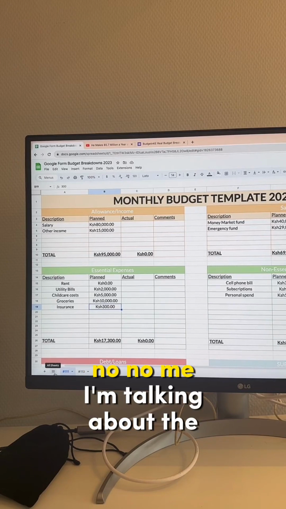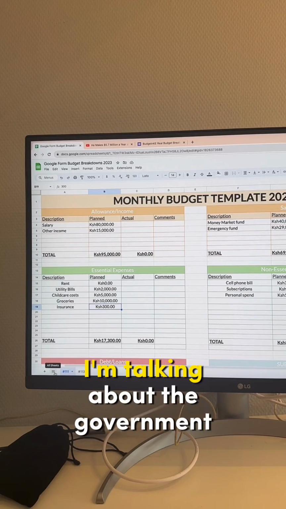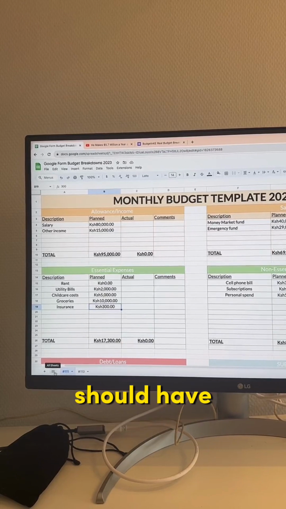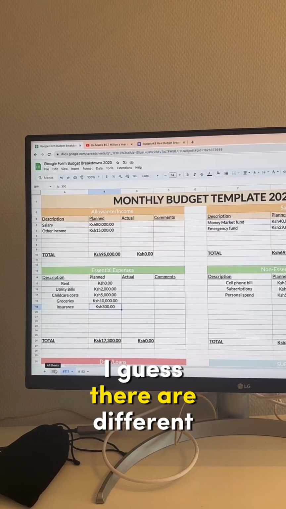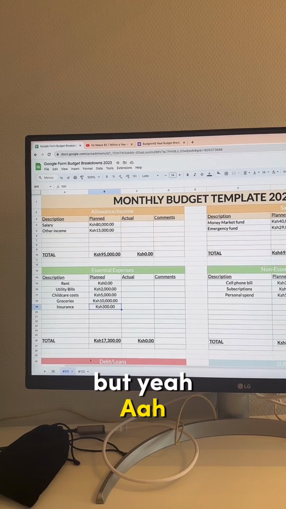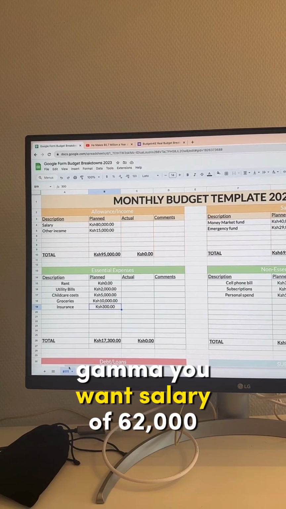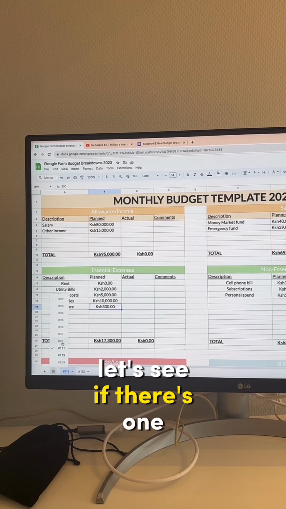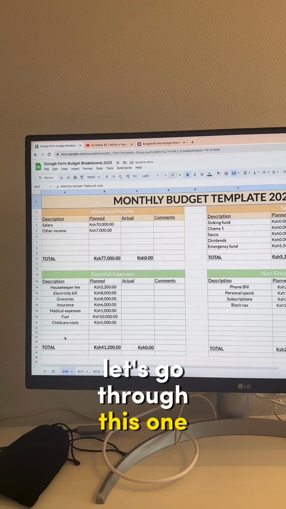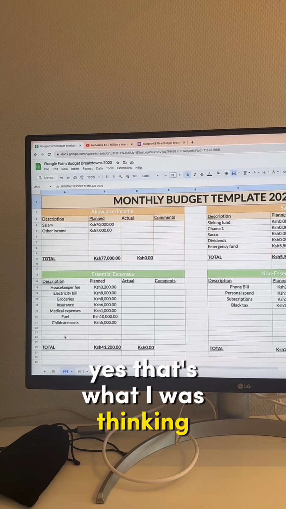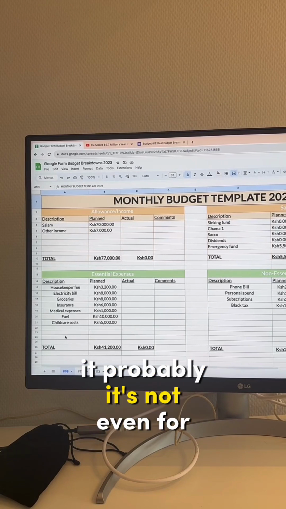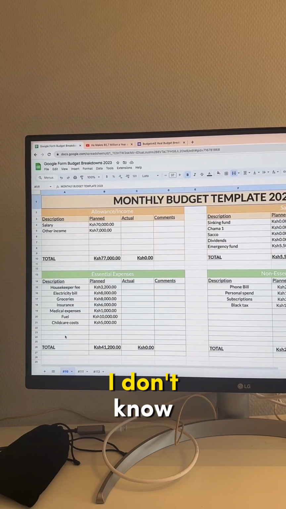Which type of insurance? No, I'm talking about the government one, the minimum one you should have. And then I guess there are different insurance policies as well. But yeah. Gemma, you want a salary of 62,000? Let's see if there's one. I don't know. Let's go through this one. Yes, that's what I was thinking. I also thought it was the government one, to be honest. And it's not even for them. Maybe it's for someone. I don't know. Let's see.